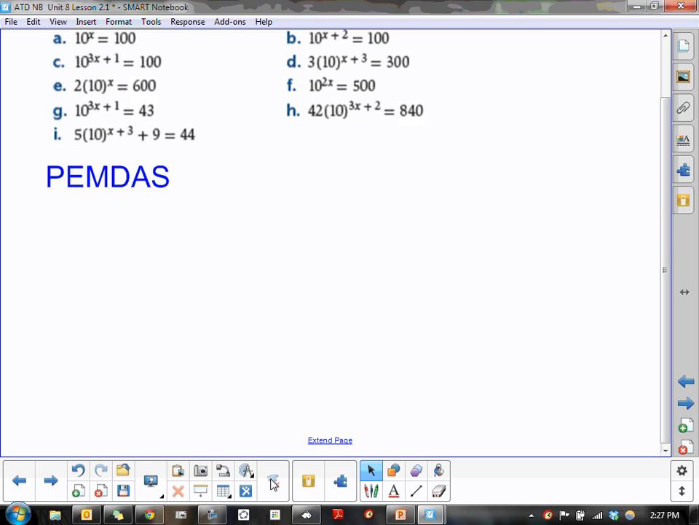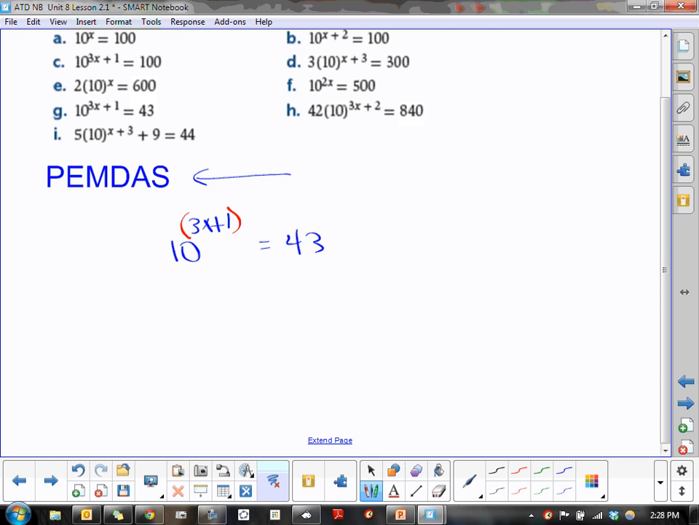Let's go to G. We've got 10 to the 3x plus 1 equals 43. Let's work through our PEMDAS. That's our system in place. Do we have any addition, subtraction we need to get rid of? Officially, yes, we do. But where is it? Since it's in the exponent, it's locked up in there. So we can't get rid of any addition, subtraction right away. Is there any multiplication, division? No, there's not.